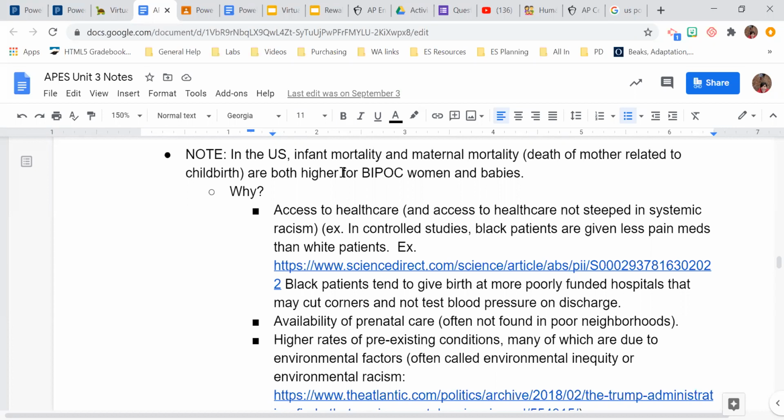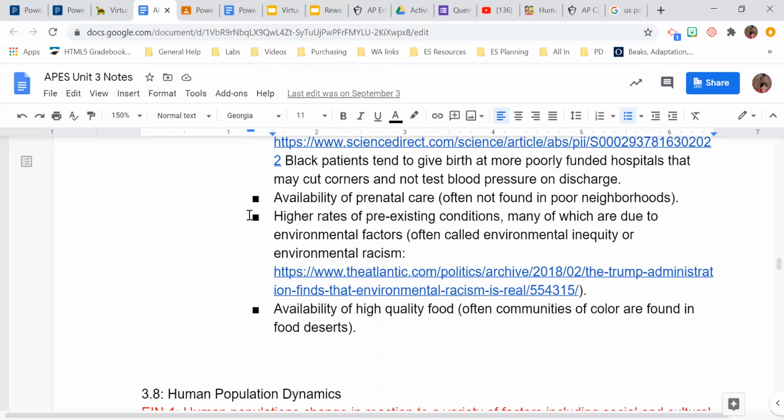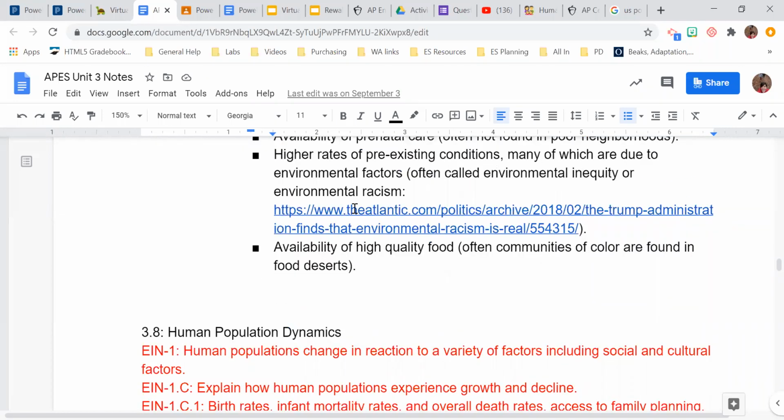Also, availability of prenatal care. It's hard to get it in some neighborhoods. And then higher rates of pre-existing conditions. Many of these are due to environmental factors. Things like environmental inequity or environmental racism are the terms to search if you want to look into that. But a lot of those relate to things like high blood pressure, asthma, obesity, because of not having access to a lot of food that is high quality nutrition. These things can cause these pre-existing conditions that can then worsen outcomes for mothers and babies.